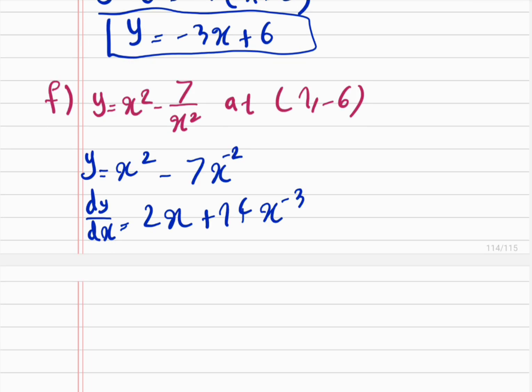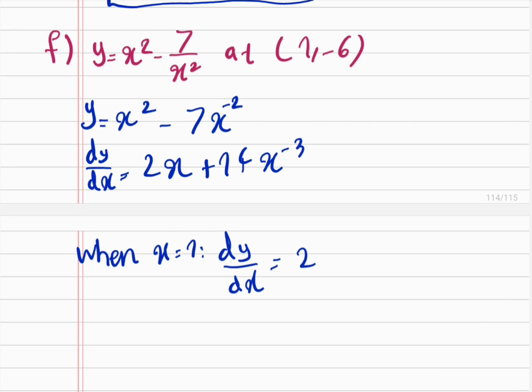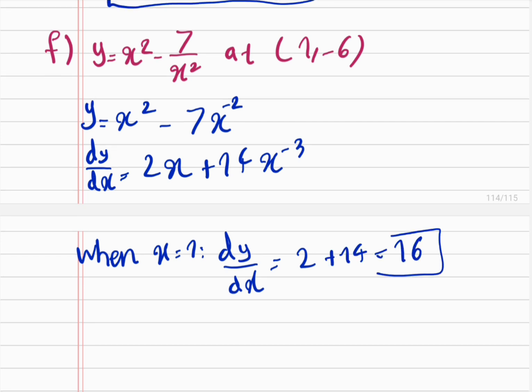Okay, to find the gradient, we substitute the x coordinate into this equation. So when x is equal to 1, dy by dx is equal to 2 times 1, which is 2, and then 14, obviously, times 1 to the power minus 3, just 14. So the gradient is equal to 16. So this is the gradient of the tangent line.